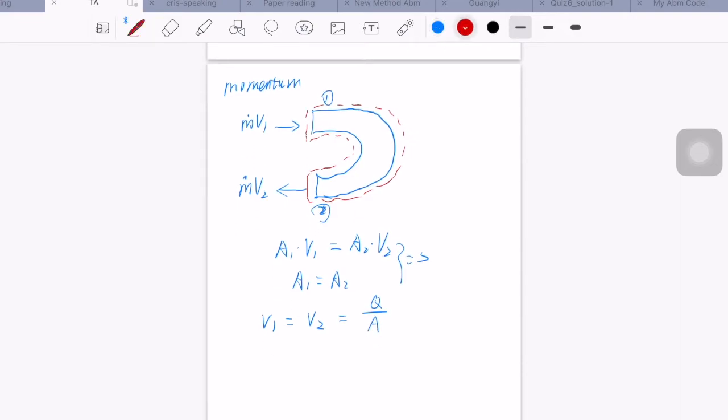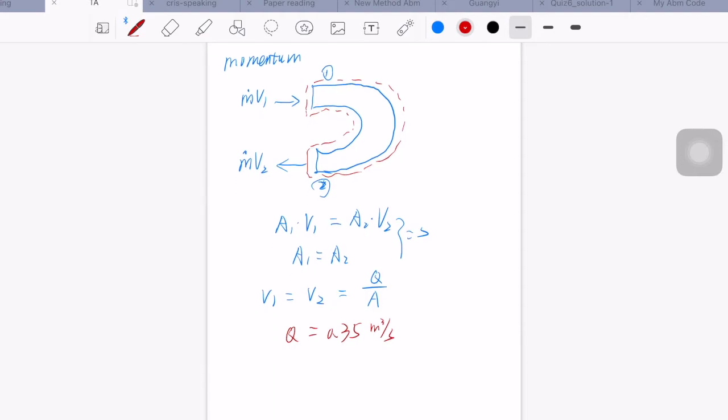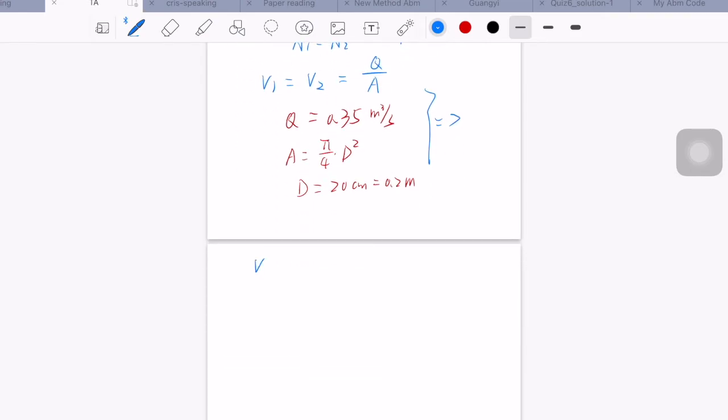And from the problem, we know Q is 0.35 cubic meters per second, and we know A should be equal to pi over 4 times d squared, and we know that d equals 20 centimeters equals 0.2 meters, so we can get that v1 equals v2 equals 11.14 meters per second. And then we write a momentum equation in each direction.